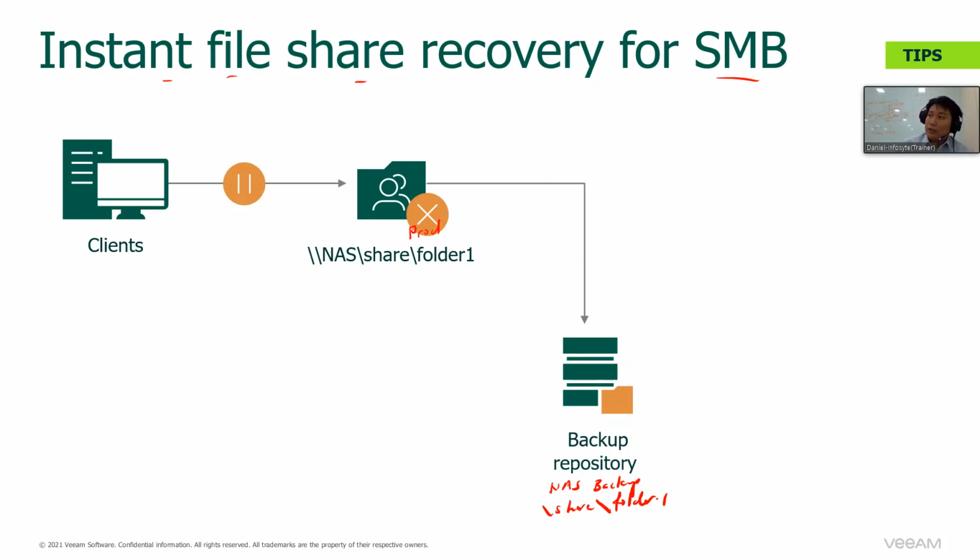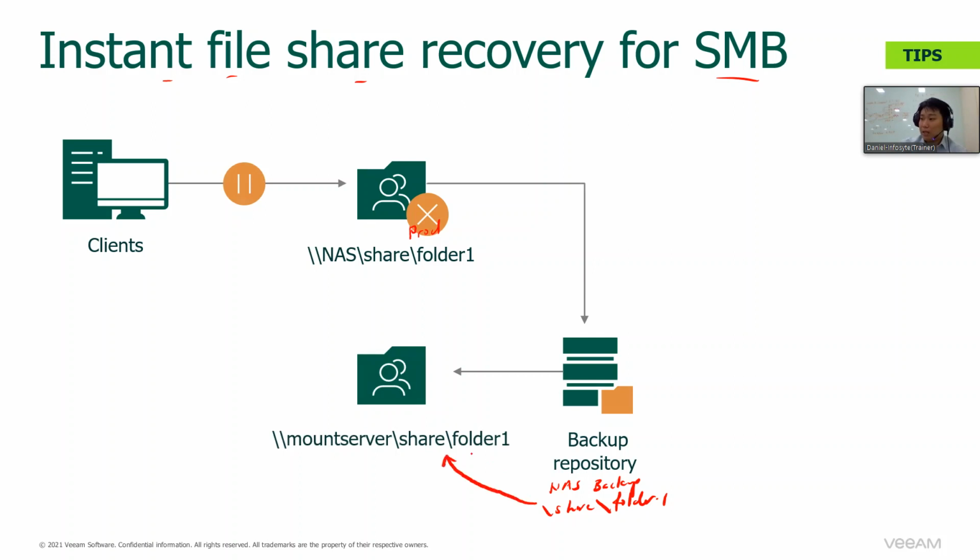So how can I actually trigger the instant file share recovery? I will be using the mount server to help me. The mount server will help me to actually mount the backup data, open it up, and offer an additional file server perspective to your client. Okay. Now, instead of restoring to the original location, I'm trying to open up the file share service temporarily.